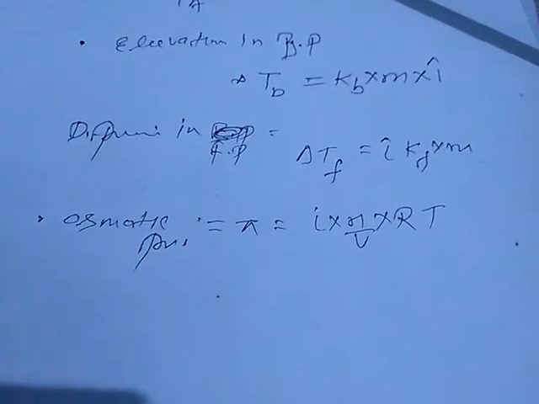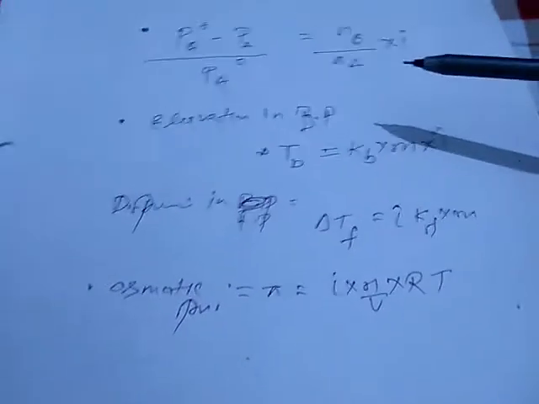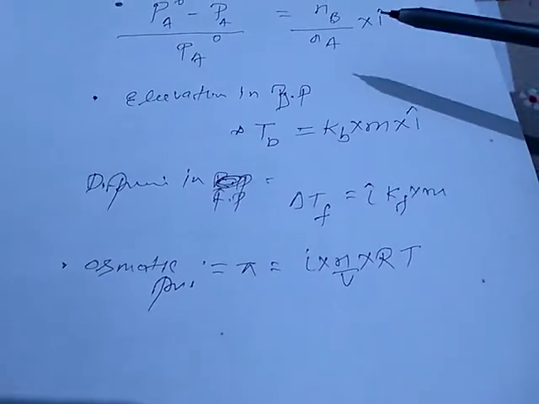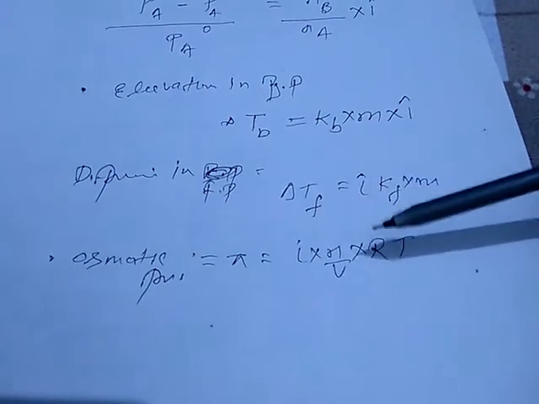So after including this Van 't Hoff factor, the change we will observe in the expressions is that I, the Van 't Hoff factor, gets multiplied to all the expressions. Now this is what we have seen if there is dissociation of solute. Now the next case is association of solute.